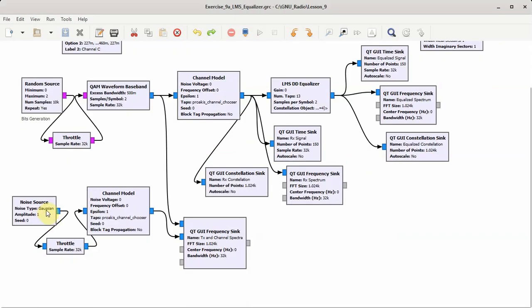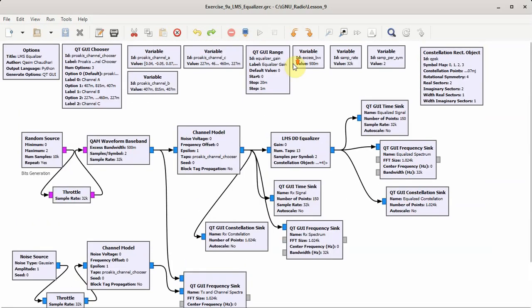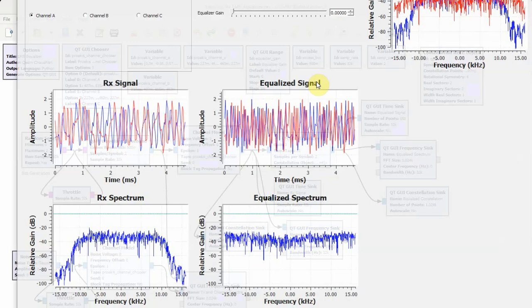This is the Gaussian noise source with a flat power spectral density. We have included it here so that we can check the spectral response of the respective channel model. A constant number multiplied by a function would generate the same function so that we can actually see the generated spectrum and the channel spectrum on the same frequency sink. Let us run the flow graph now.